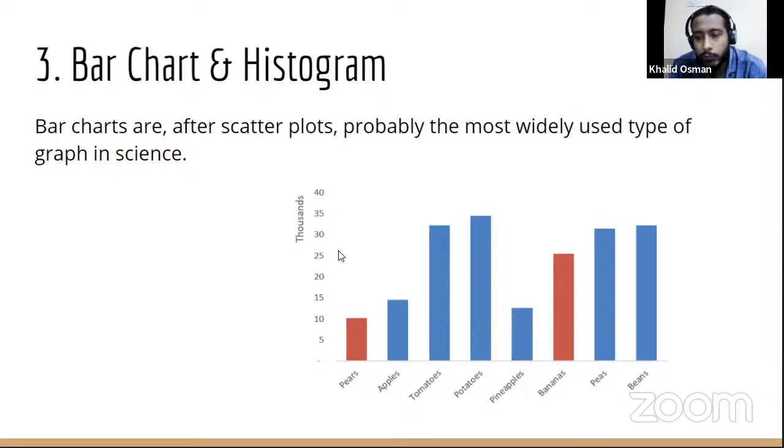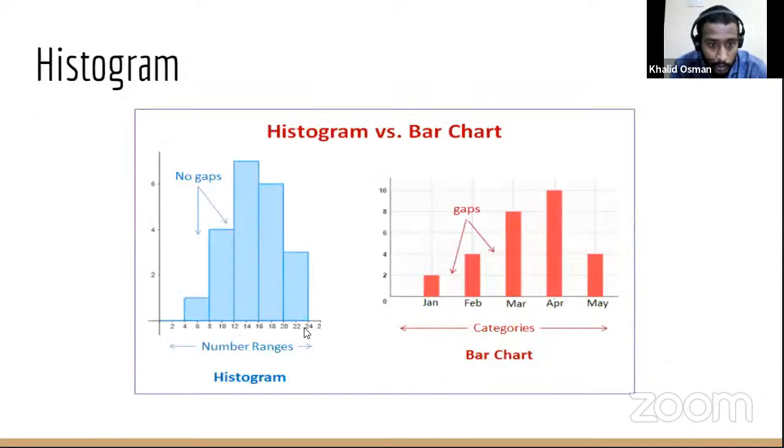Bar charts we use for categorical data, like the one used here, while histogram, as you can see in this graph, is used for number range. So when you have a continuous data or continuous set of results, you are going to use a histogram. And when you have a categorical data, you are going to use a bar chart.